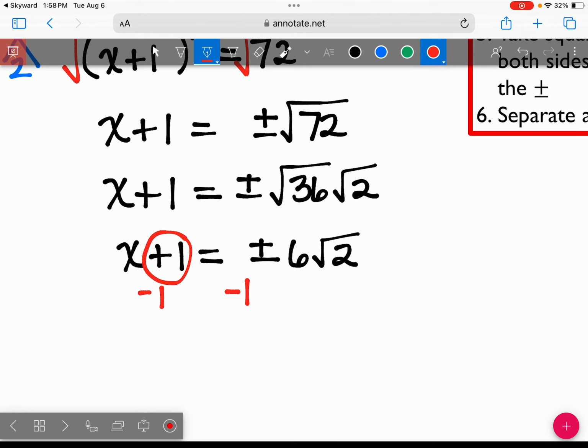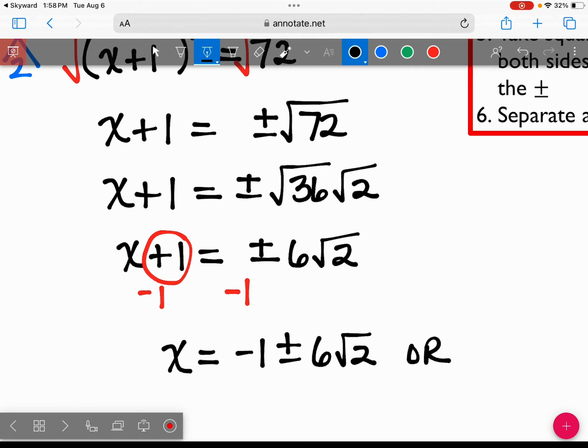So my final answer, you can write it 2 different ways. You could say negative 1 plus or minus 6 root 2, or you can write it as x equals plus or minus 6 root 2 minus 1. They're the same answer. I'll take either one. And that is how you complete the square.